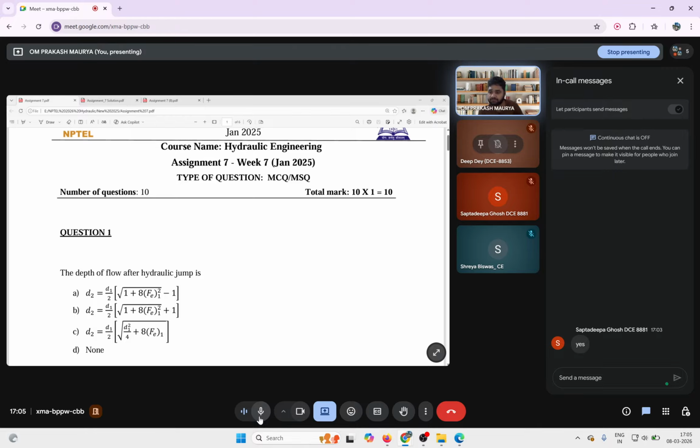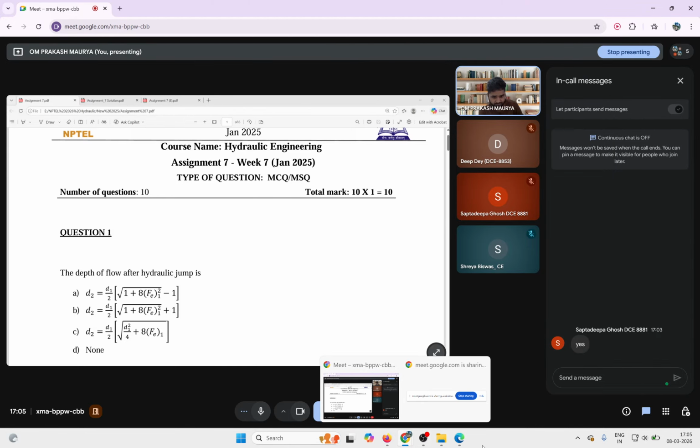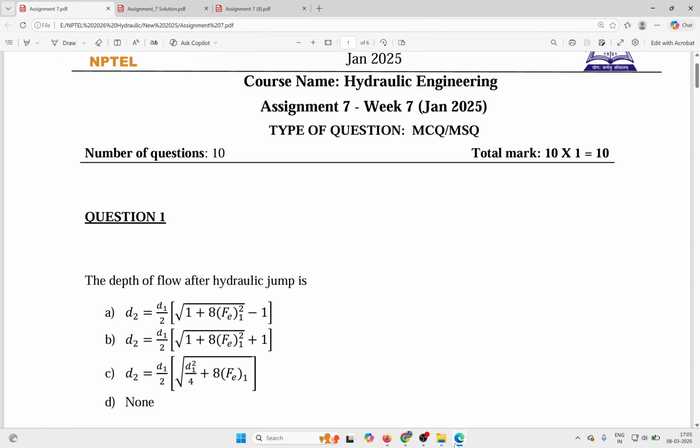The first question is the flow depth after hydraulic jump. Let me go on the slide and select the pen. The first question: the depth of flow after hydraulic jump. Here you have these options, and what are D1 and D2? Let me explain.